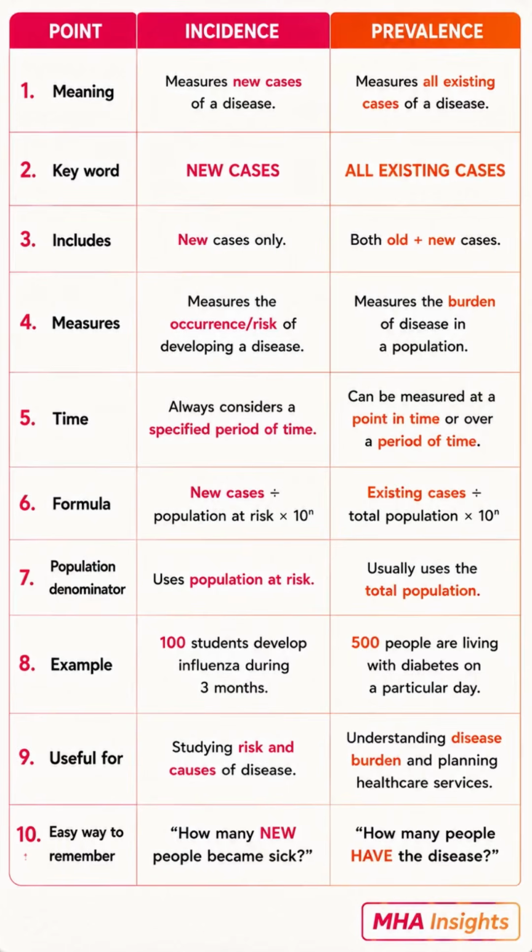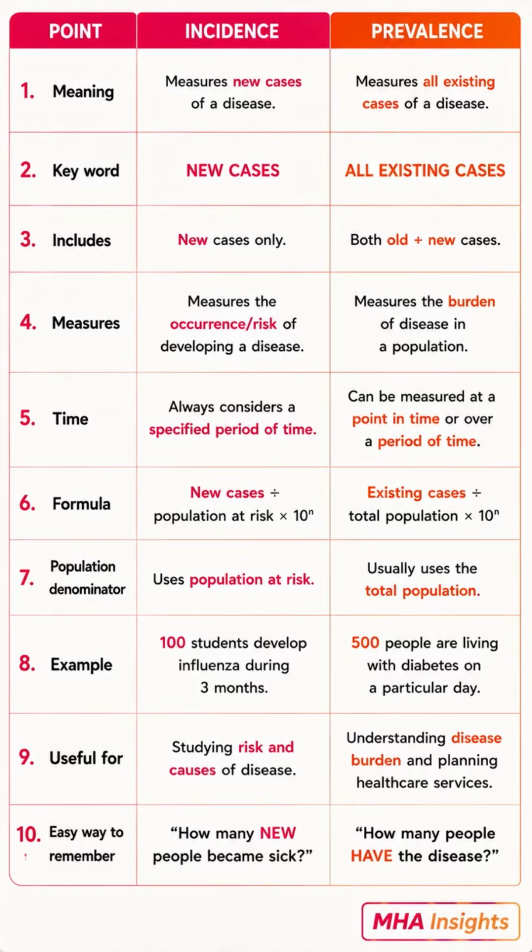Third one is what does it include? Incidence includes new cases only, whereas prevalence includes both old and new cases that are present in the population. So the incidence focuses on cases that are newly developing while prevalence focuses on all the cases that currently exist.